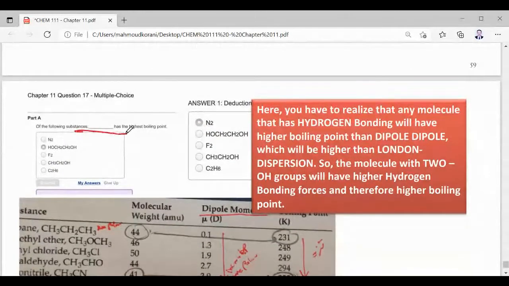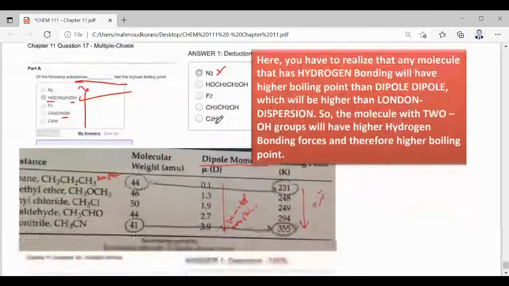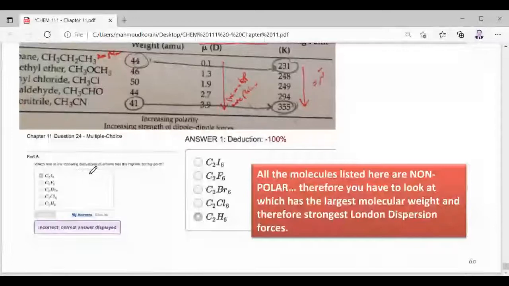Which one of the following substances has the highest boiling point? This one has 2 OH groups, this one has one OH group, and the others are non-polar. So it could be this one, which contains 2 OH groups. Which one of the following derivatives of ethane has the highest boiling point? It's non-polar, so you should look at the higher molecular weight, which is C2I6. So this is the right one. The others are wrong answers, by the way.